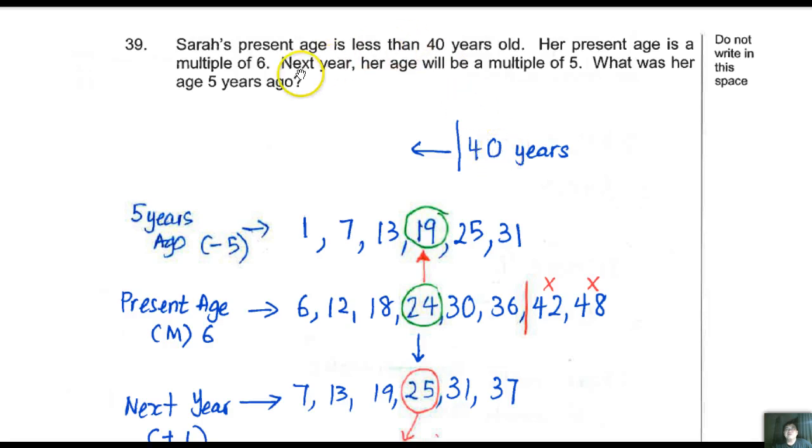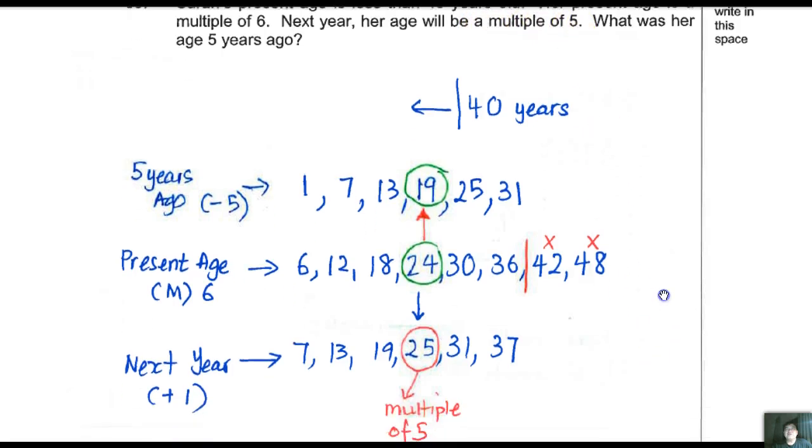Now, over here, next year, her age will be a multiple of 5. Okay, so next year means if I were to add 1 more year, any one of these ages here must be a multiple of 5. So 6 plus 1, right? At first I said she could be 6 years old, so next year is 7 years old. Or she could be 12 years old, the next year is 13, and so on.